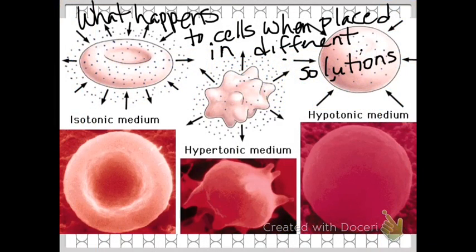Notice what happens to cells when placed in different solutions. In the first one, the cell stays the same size. In the second one, the cell shrinks. A lot of the water leaves the cell and goes outside the cell. In the third one, the cell swells, water moves into the cell.